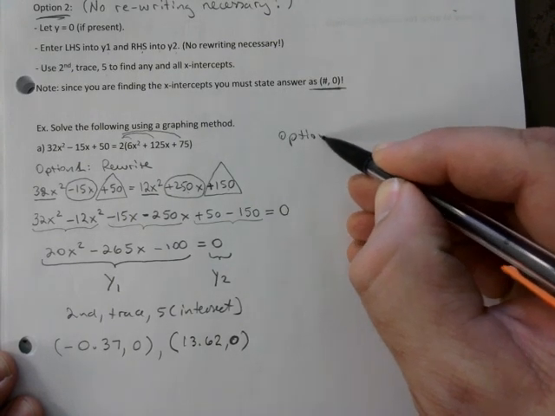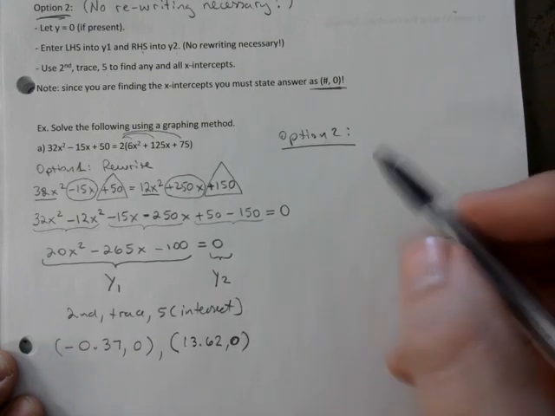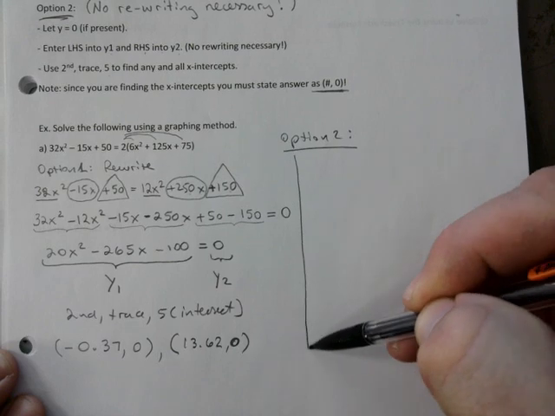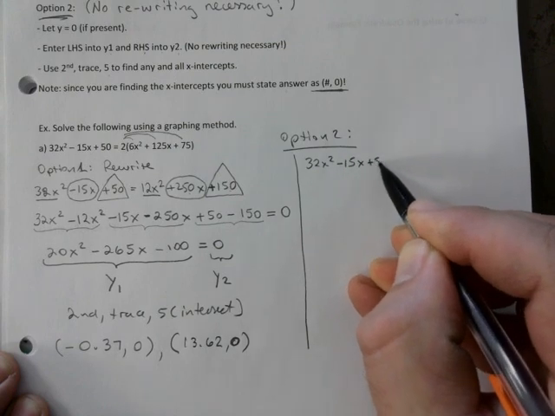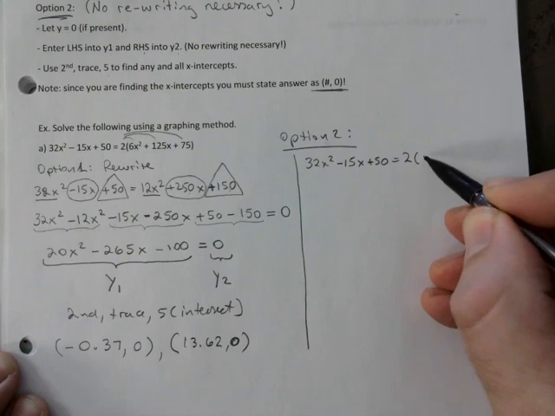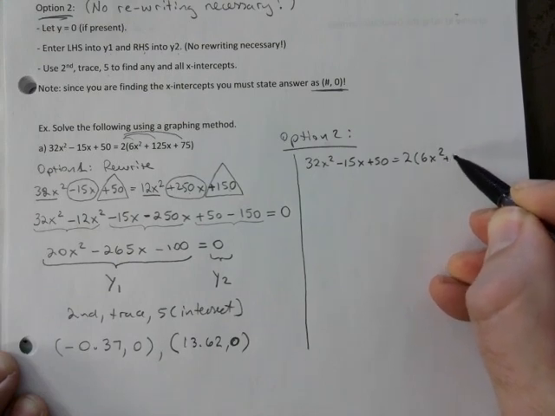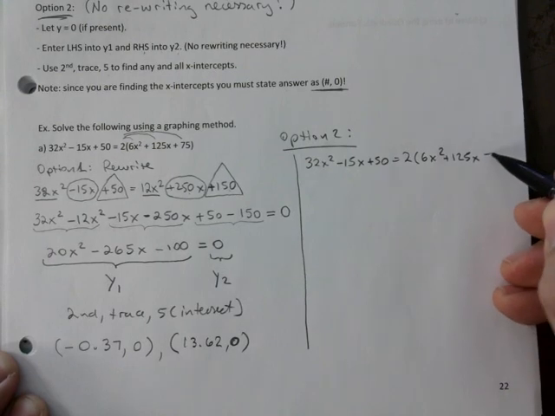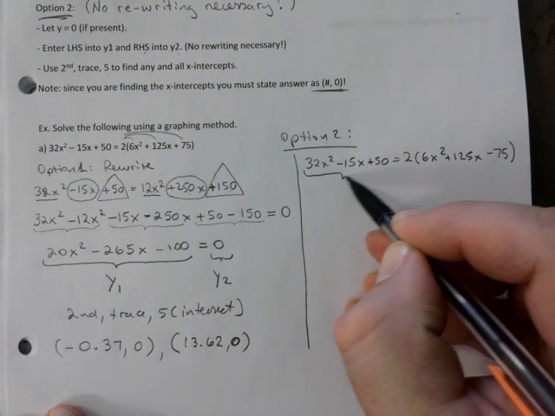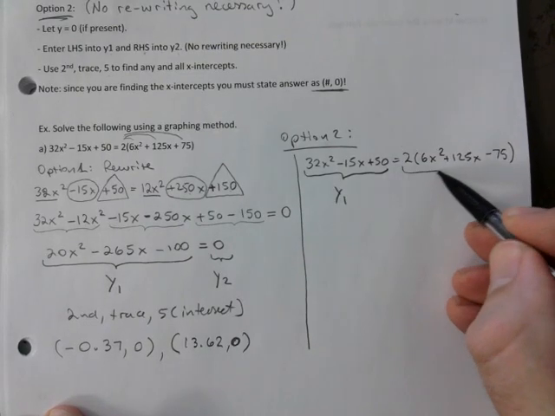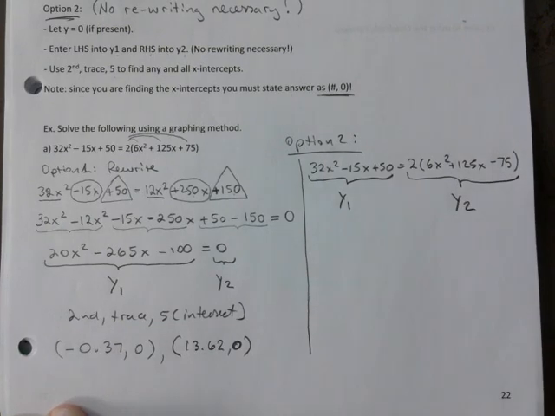Option 2. My preferred method. But there's a bit of a curveball here. So let's rewrite the whole thing. So if you were to see this on a test and I asked you solve this by graphing, if you're like me and you like option 2, all you need to do here is this. Okay, you're like, I'm going to type this into y1. I'm going to type this into y2. No rewriting. So all of this that you did earlier, not needed.